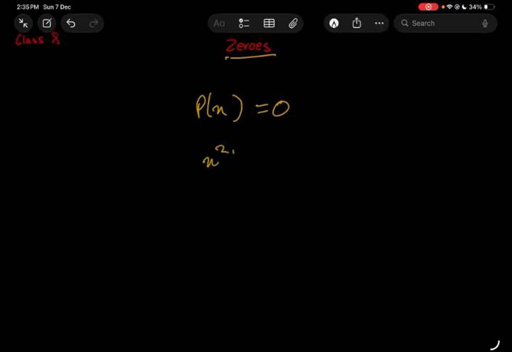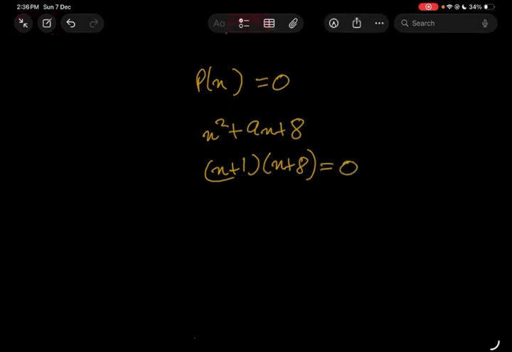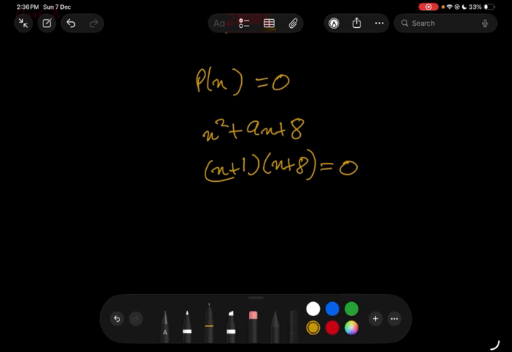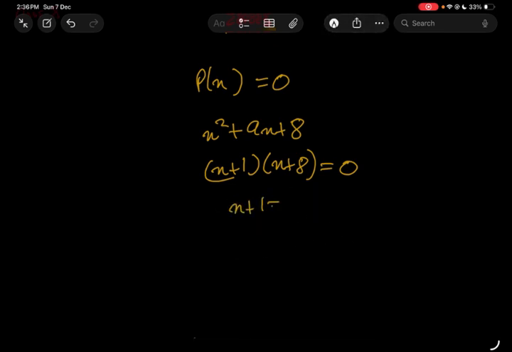Say x squared plus 9x plus 8. If you factorize this, we get x plus 1 and x plus 8. Set this equal to 0, and you should know that when a times b equals 0, either both a and b are equal to 0, or either one of them is equal to 0, as 0 times anything is equal to 0. Now, in this case, if x plus 1 is equal to 0, then x equals minus 1.